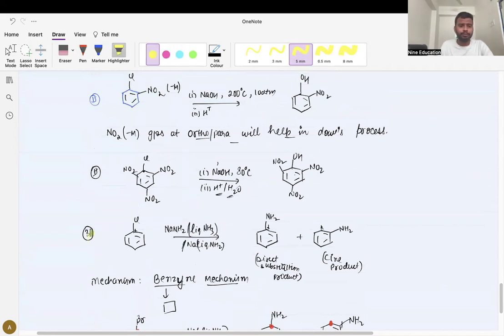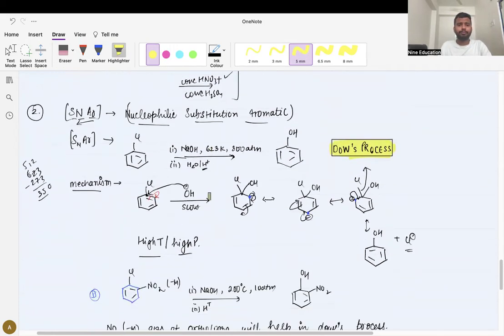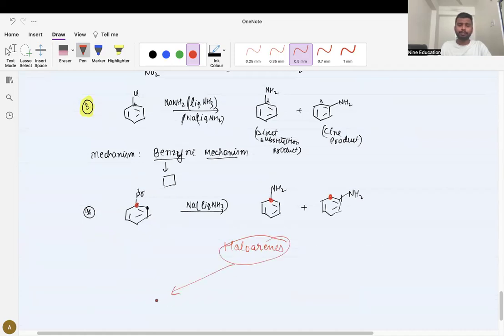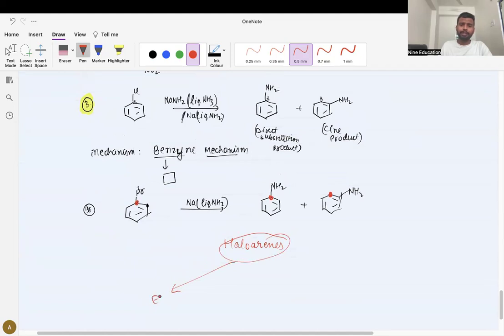So these three types you should know for chemical reactions of haloarenes. The first type is EAS, electrophilic aromatic substitution. On the benzene ring, the electrophile will attack. Electrophile and benzene will react together. Electrophilic aromatic substitution we have done: chlorination, bromination, iodination on benzene, all these things.